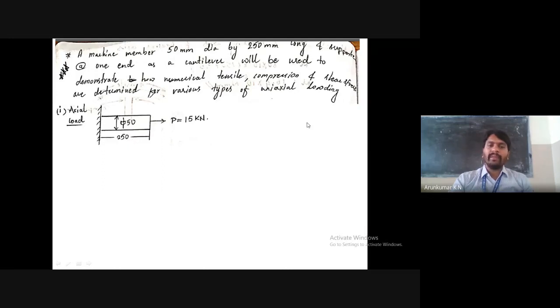So in the examination they may give a simply supported beam. Don't need to worry for that, right? For each and every type of beam, the equations will be available in the data handbook. The only thing is you need to analyze what type of load and what is the cross section. So I have taken the diameter of 50, which means circular cross section.